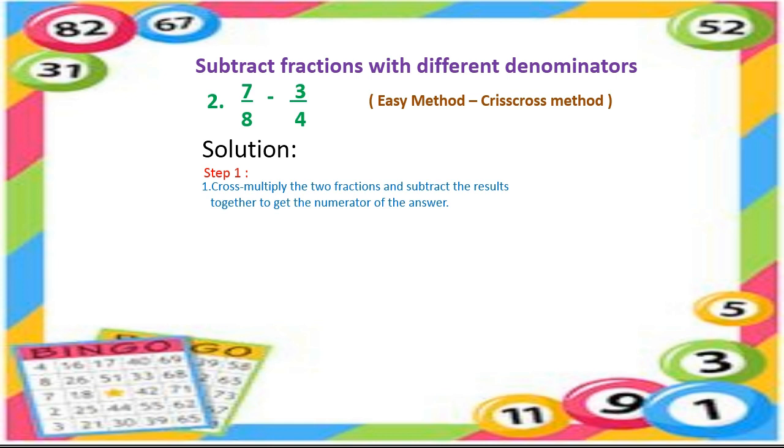So we will cross multiply the two given fractions. We will multiply 7 by 4 and 3 by 8 like this. So 7 multiplied by 4, minus sign, and then 3 multiplied by 8. 7 4s are 28 and 3 8s are 24. So we'll subtract them. After subtracting them, the numerator value is 4.